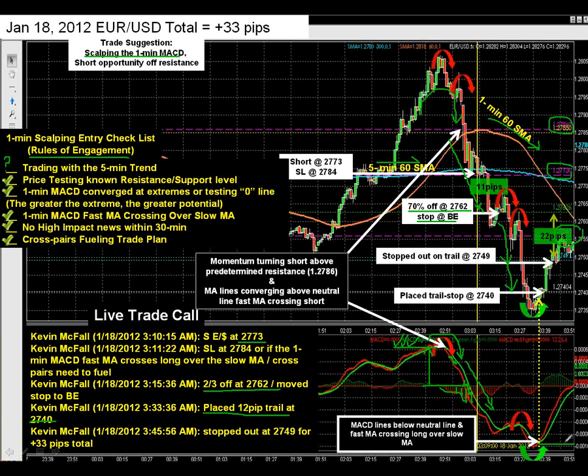MACD lines at lower extremes. Here we go again with our 3 elements. We have our convergence, crossover, and divergence going long. Here's your histogram confirming divergence, and you can see here's the cross through the 0 line on the histogram, and yes, we have more buyers going back in the market here, and so we moved back up and got stopped out at 27.49 on the trail, but it gave us a total of 33 pips by doing that.